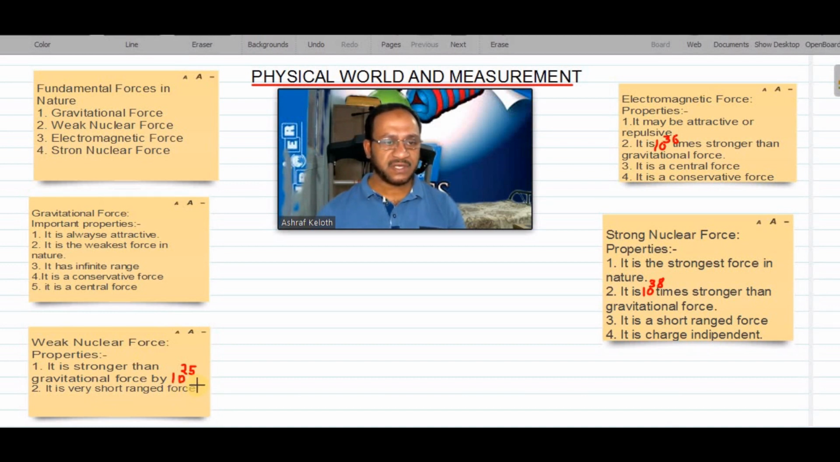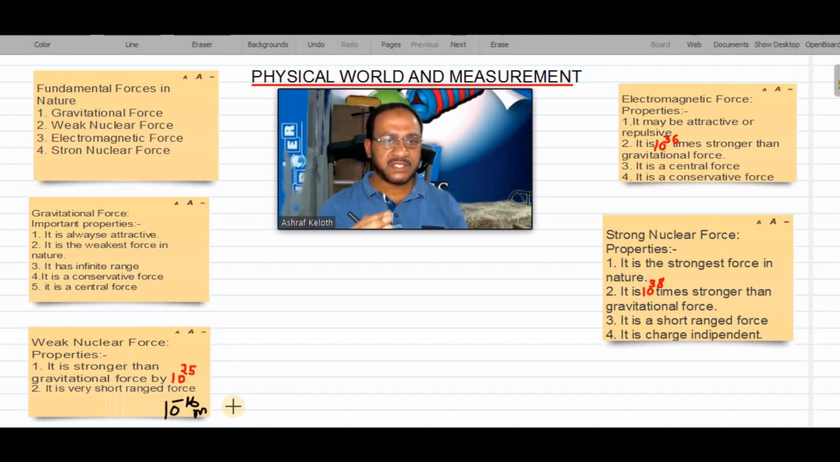10 raised to 25 means a number with 25 zeros. You have to multiply the gravitational force with that much value. It is very high, and it is a very short-ranged force. Very short-ranged means its range of attraction is very small. It is 10 raised to minus 16 meter. Its range is 10 raised to minus 16.